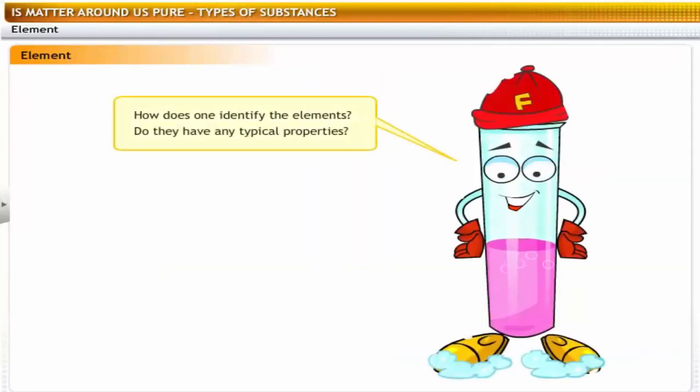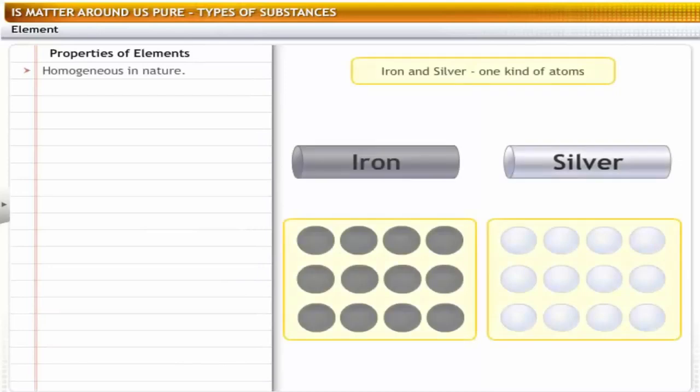How does one identify the elements? Do they have any typical properties? Yes, they do have typical properties. Let's look at some of the characteristics of elements. An element is homogeneous in nature. It is a pure substance made up of only one kind of atom. For example, iron and silver are made of only iron and silver atoms.